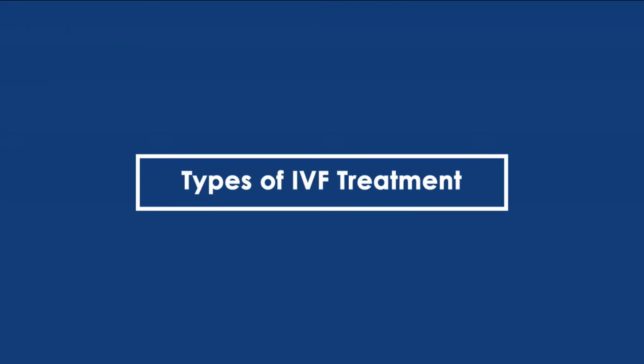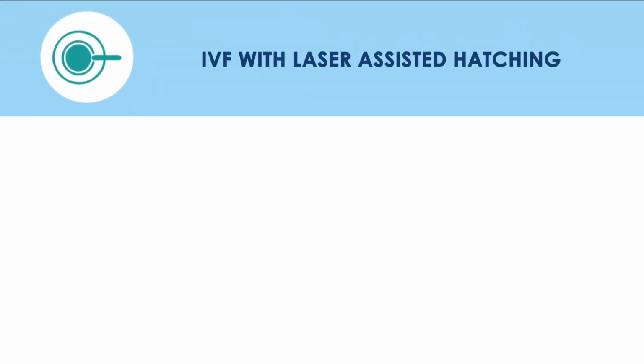Types of IVF treatment. Used in cases where the embryo is thick. This reduces its ability to hatch on its own. A gap or hole is created in the outer shell of the embryo with the help of laser so the embryo may hatch.